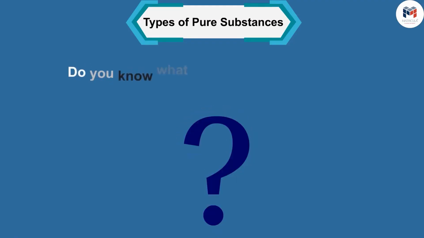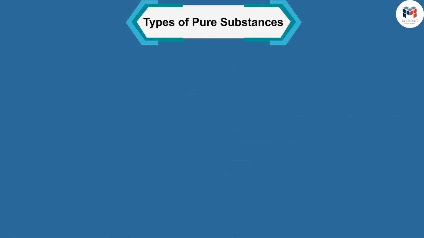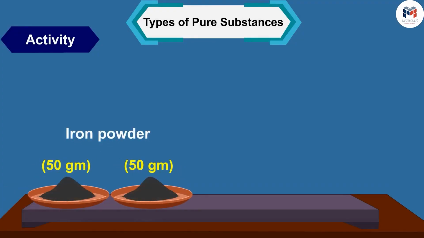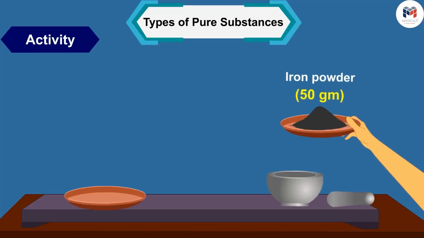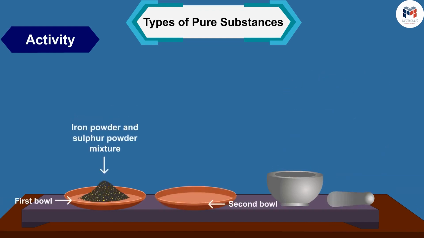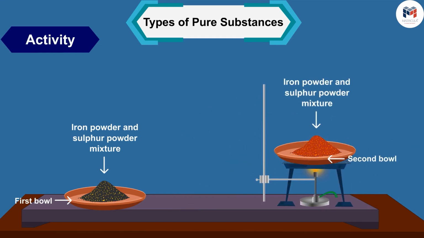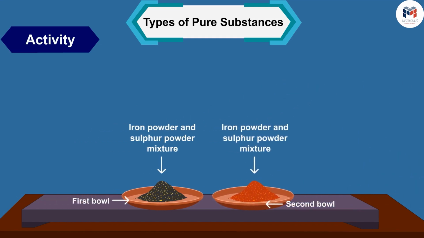Friends, do you know what we get when two or more elements combine? Let us understand this by an activity. Take 50 grams of iron powder and 3 grams of sulfur in 2 separate ceramic cups. Now mix iron powder and sulfur powder in the first bowl, and in the second bowl, mix iron powder and sulfur powder. Heat the mixture until it becomes red at high heat.